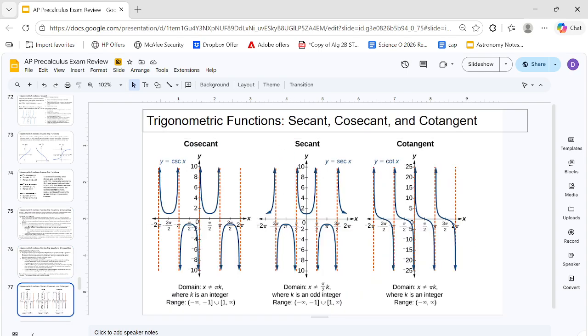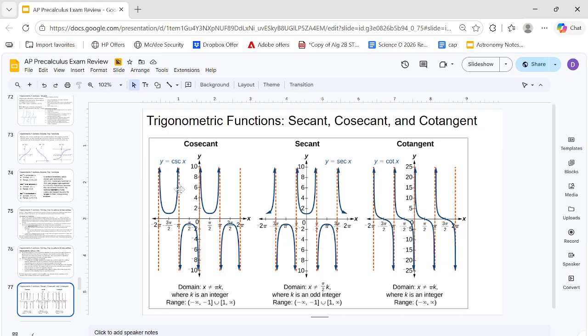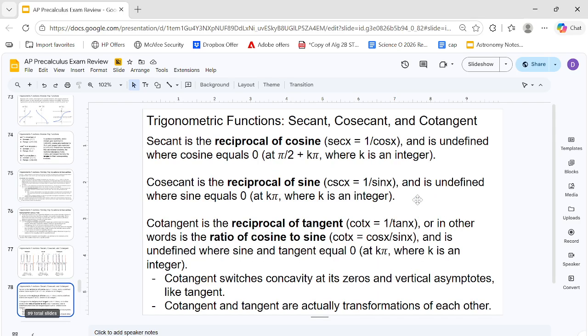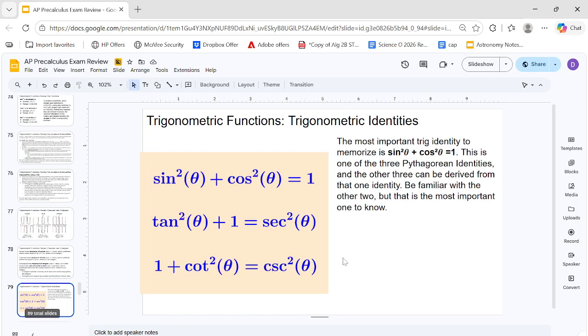Now secant, cosecant, and cotangent. Cosecant is the reciprocal of sine. Secant is the reciprocal of cosine. And cotangent is the reciprocal of tangent. Each is undefined where the function it's the reciprocal of is equal to 0. So secant is undefined where cosine is equal to 0, cosecant is undefined where sine is equal to 0, and cotangent is undefined where tangent is equal to 0.